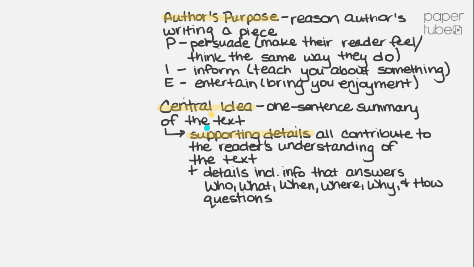So the central idea of any text is supported with something we call supporting details. And basically, those are details that can answer the who, what, when, where, why, and how questions. Sometimes you'll see a question that will say, how does the author develop the central idea of the story? Basically, they're just asking you, which supporting details do you see that back up the central idea that you've identified?